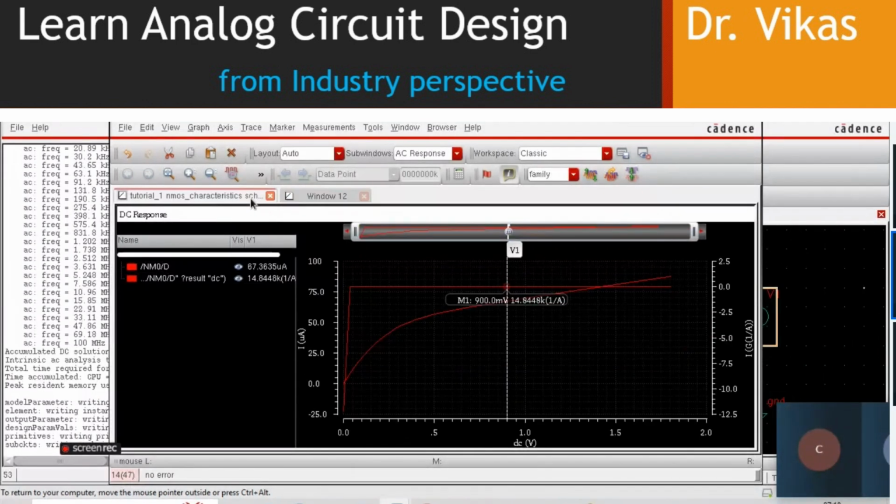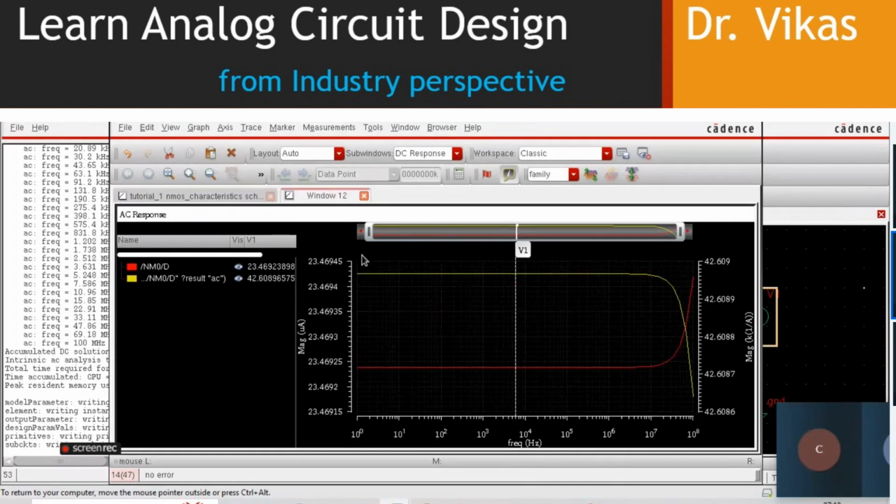But the same resistance, when you calculated with the DC analysis, it was coming out to be 14.844 kilo ohm. Now which methodology is correct, which one to consider? Here we plotted the ID versus VDS graph, and we took the reciprocal of that, and whatever value we get over here is basically my finite output resistance, the same as my output resistance over here.